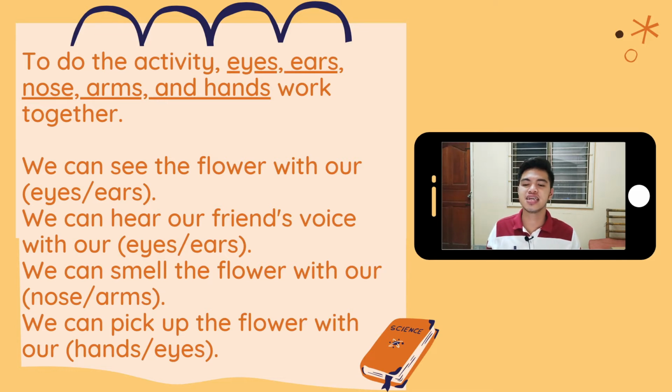So to do the activity, we have the following parts of the body that work together. We have the eyes, the ears, the nose, the arms, and the hands. Okay? The eyes is used for seeing the flower. The ears is used for listening to the friend. The nose is used for smelling the flower. The arms and hands are used for picking up the flower. So they all work together in this activity.